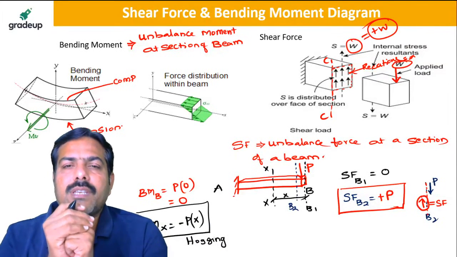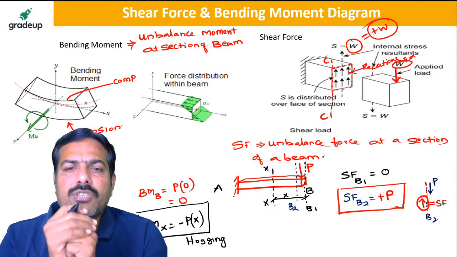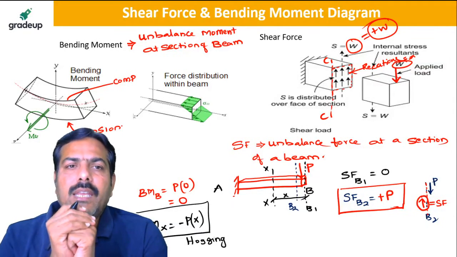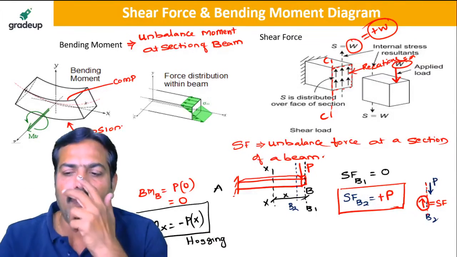So the shear force is the unbalanced force at a particular section of a beam, and the bending moment is the unbalanced moment at a section of a beam, my dear friends.